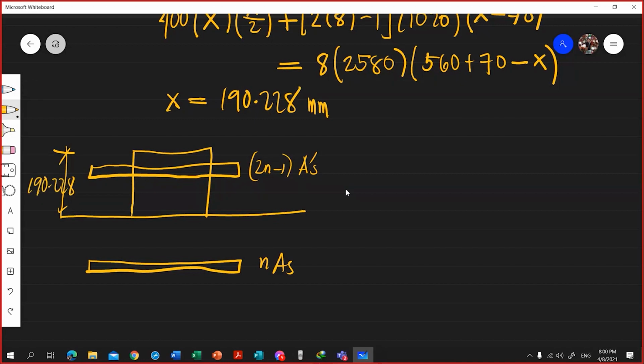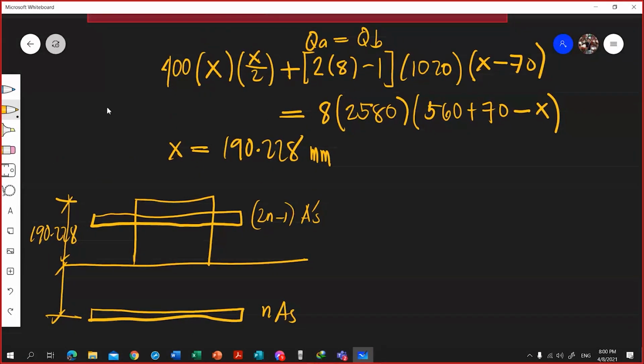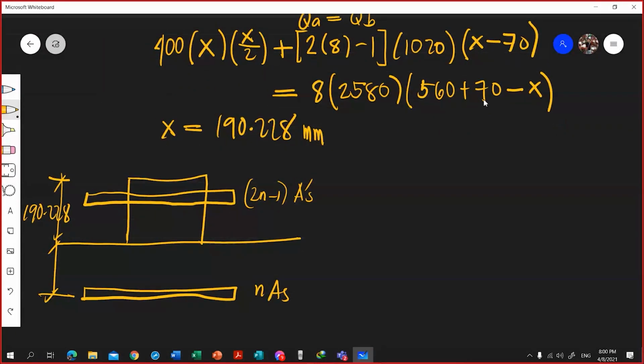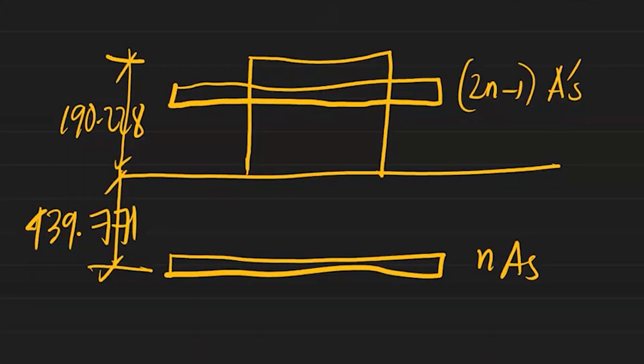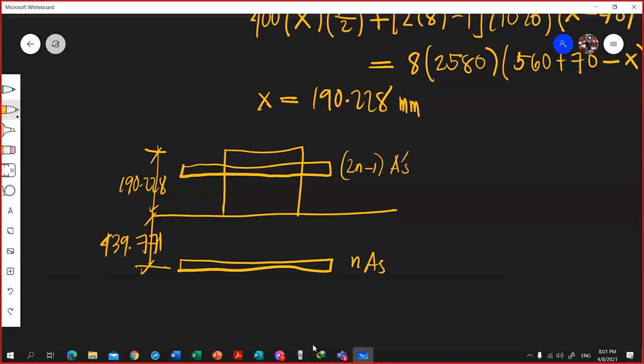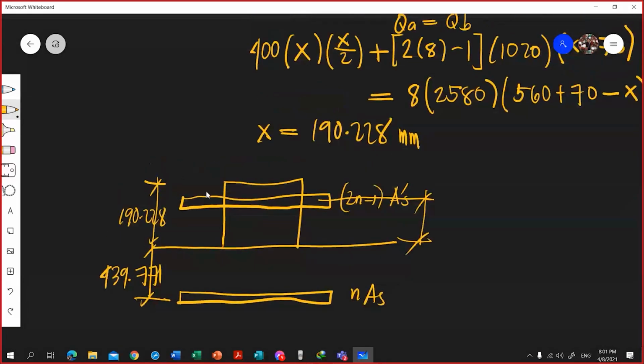190.228. But this distance is the effective depth, 560 plus 70 minus x. So your value for this distance is 439.77. How about this distance? This distance is x minus d prime.